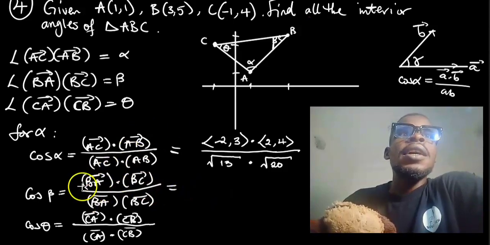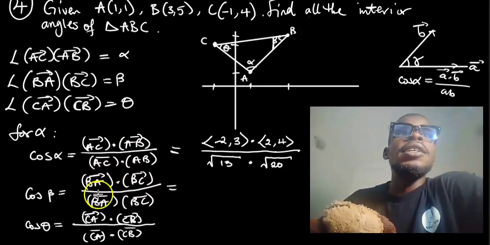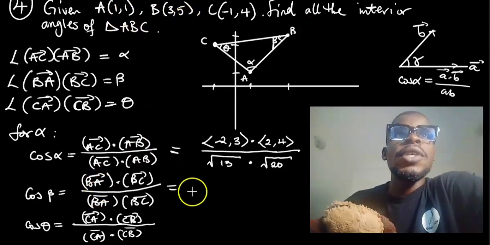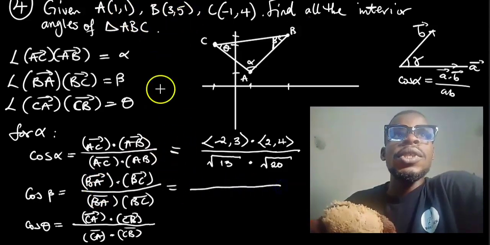We do a similar thing for this. BA would simply mean a vector whose terminal point is A and whose initial point is B, so we just have to say A minus B to get that vector. So what is A minus B?